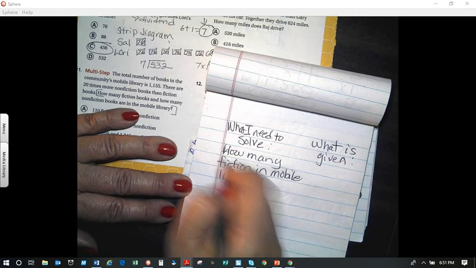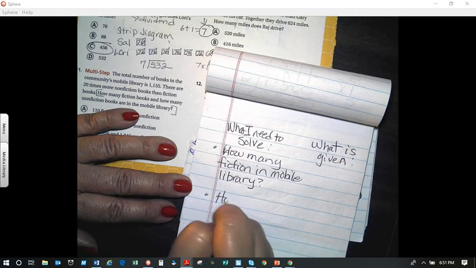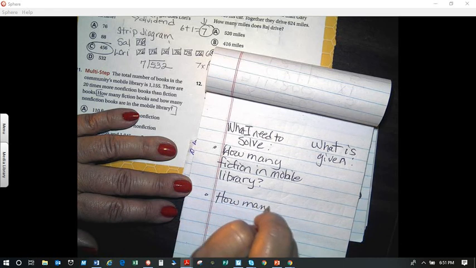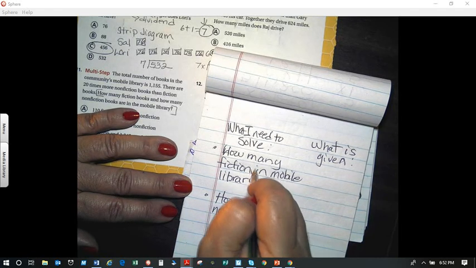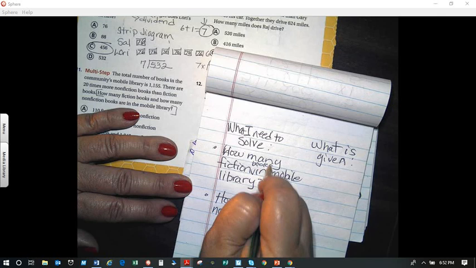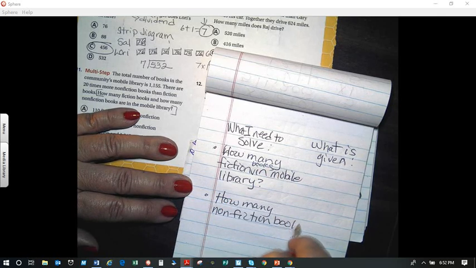And the next one I need to know is how many nonfiction books in mobile library. I should have put books. I thought I put books. Forgive me.